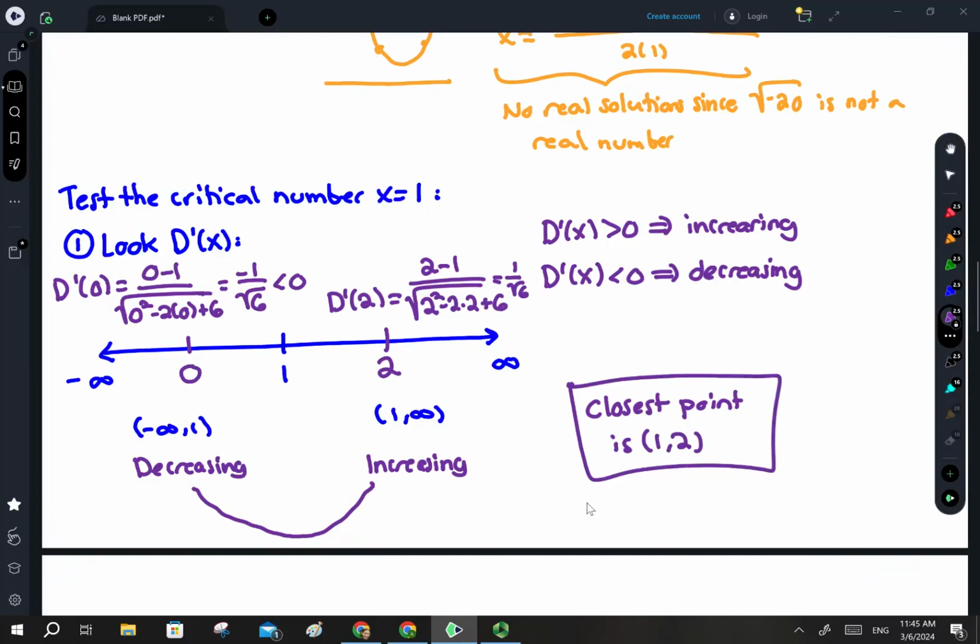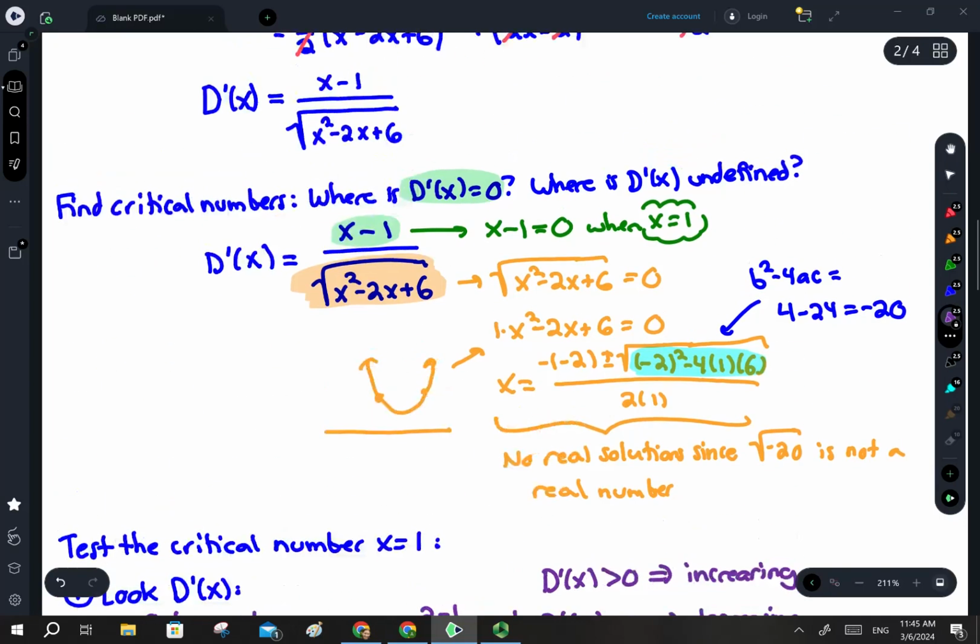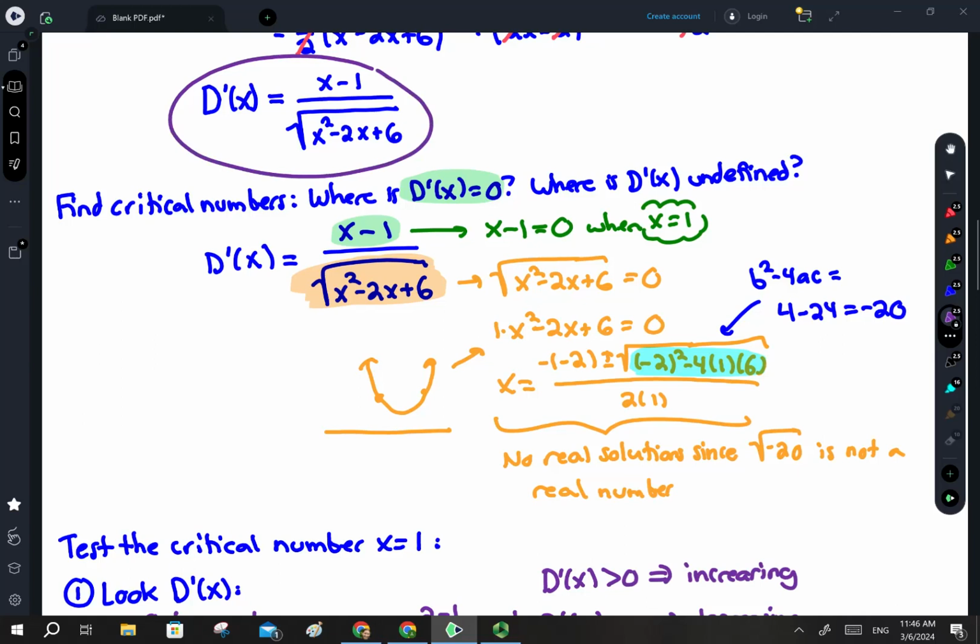Now I mentioned that there were other ways to test to see if that is the closest point. The other method that you could use instead of doing the first derivative test and looking at the number line is you could have used the second derivative test. But that would involve taking our d prime of x function and differentiating it again. I would argue that finding the second derivative here is much more complicated than just plugging in a couple values on the number line.